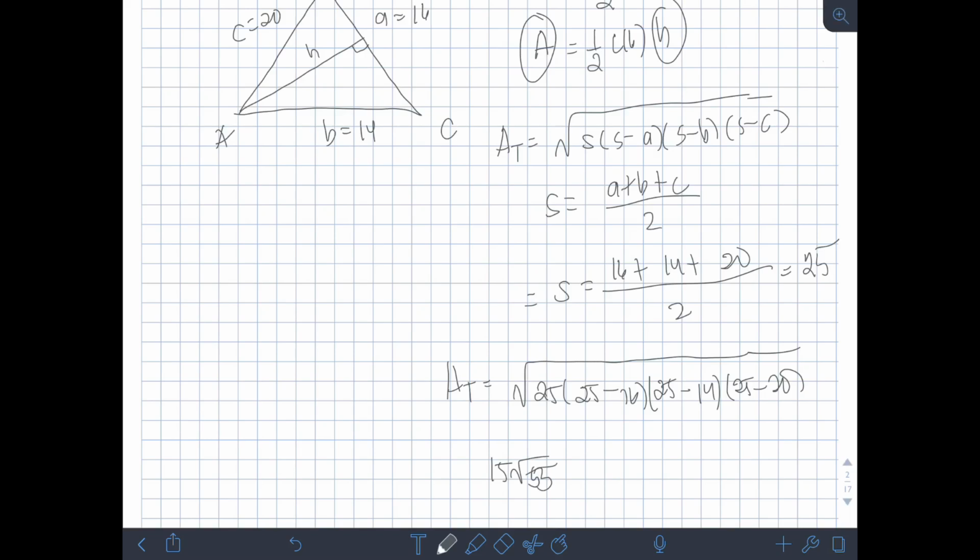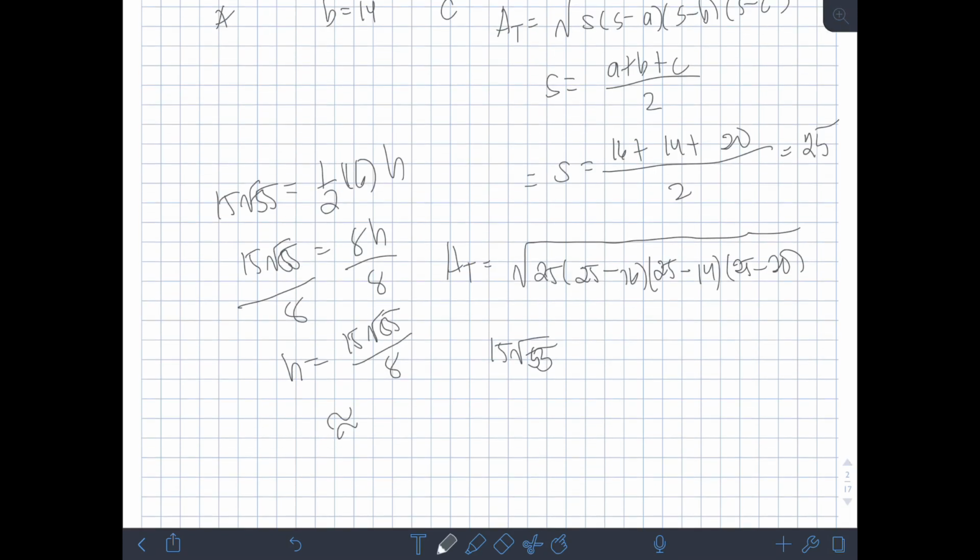So therefore, meron na tayong area. Masasabi natin si h. So area is 15 square root of 55 is equal to 1/2 times 16 times height. So we have 15 square root of 55 equals 16 divided by 2, which is 8h. So we divide both sides by 8. We have h is equal to 15 square root of 55 over 8. Or approximately, it is equal to what? 13.91.